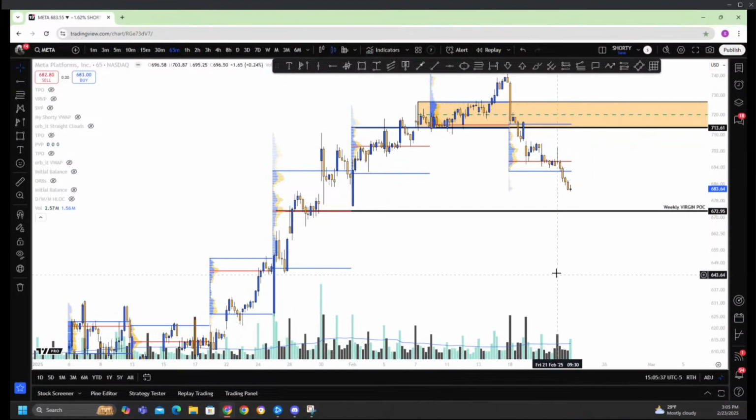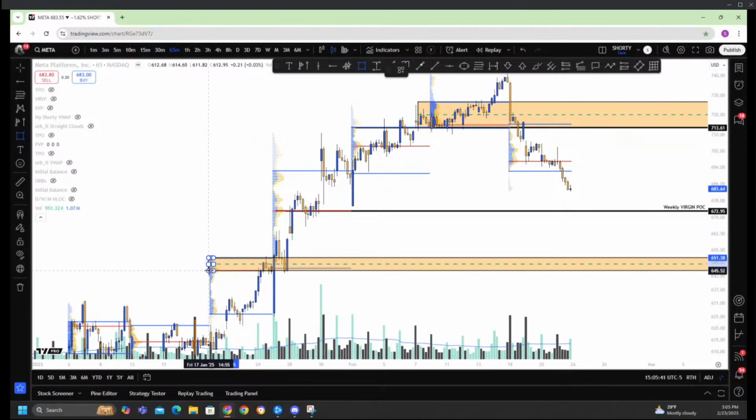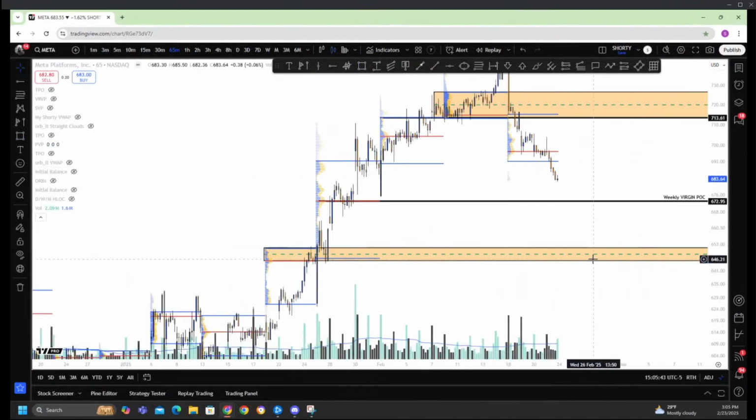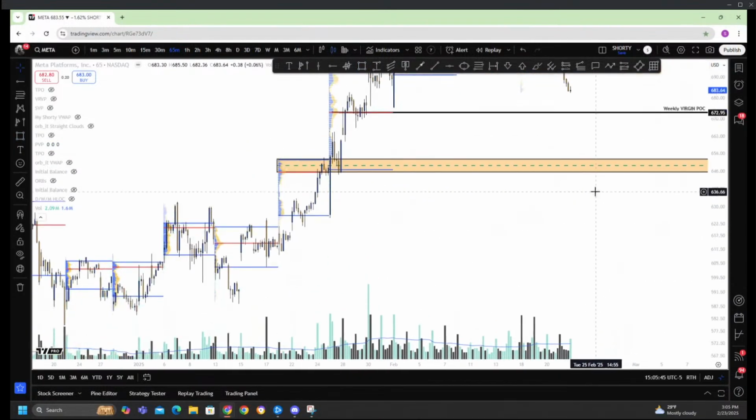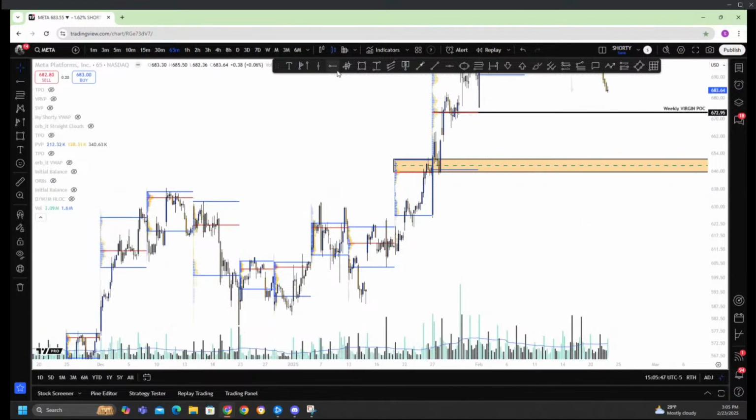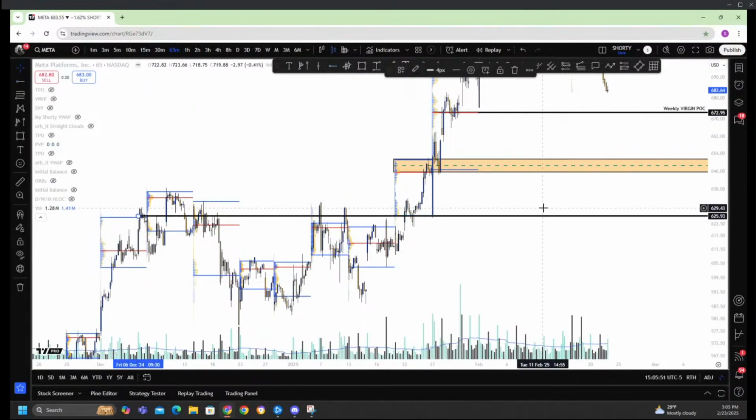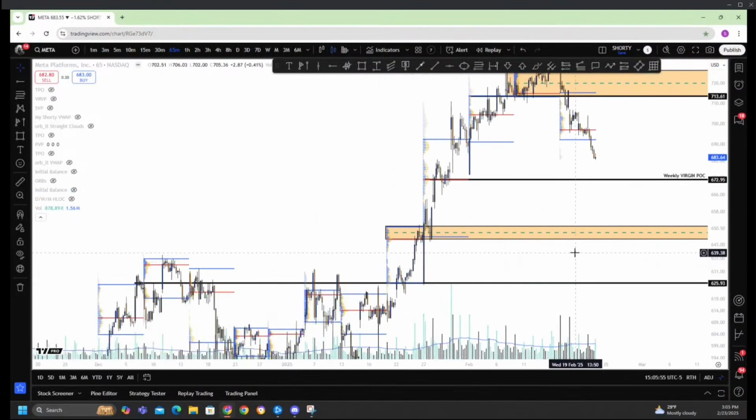Is it gonna be a prominent bounce? Probably not until we reach on weekly levels this area here. This is the level where they're gonna bounce. I would anticipate that and here. And I'm not a big fan of Meta for shares, so I won't touch it with shares, but I like to short it.